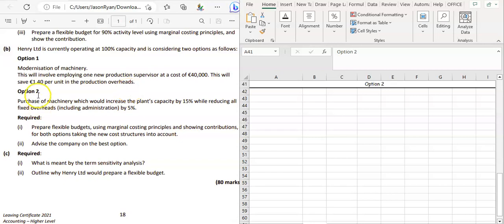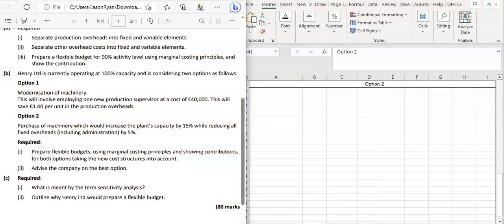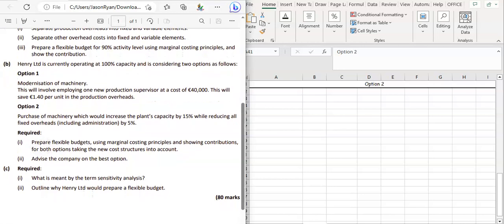So let's have a look at option 2 for the Henry 2021 flexible budgeting question that can come up in part section 3. It's saying purchase a machinery which would increase the plant's capacity by 15%. So that's going to be producing 115% in units. It tells us here that capacity is at 100%, so if capacity is increased by 15%, then it's going to be 115%.